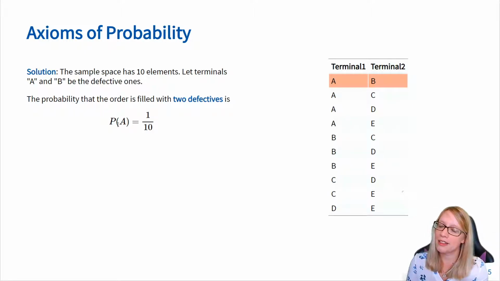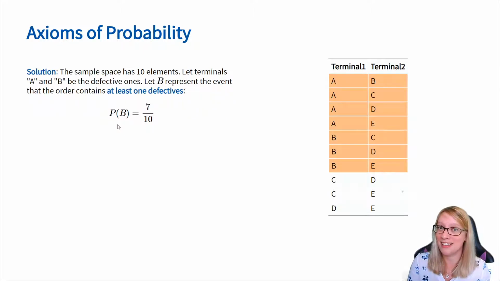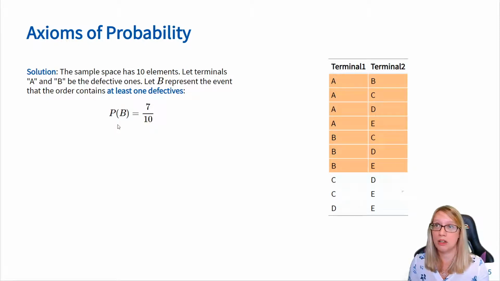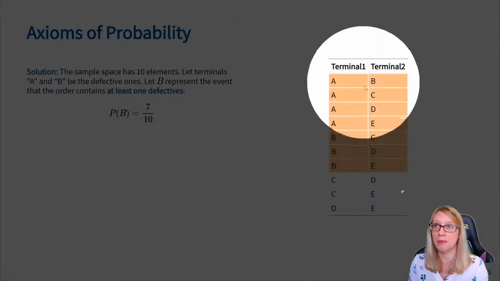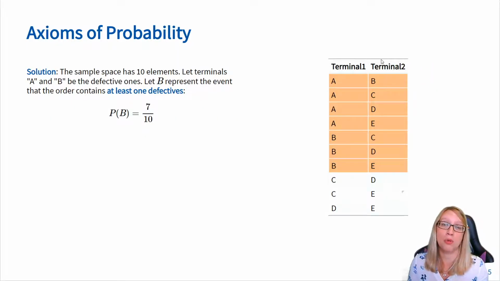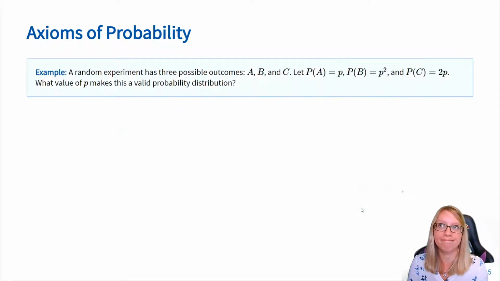Let's look at the probability that the customer is a little less unhappy, but still not satisfied with their order. What's the probability that at least 1 terminal is defective? Now remember, A and B are the defectives. So if we look through our table of outcomes, or our sample space, there are 7 possible ways that can happen. So that's a 7 out of 10, or a 70% probability, that the customer will get an order with at least 1 defective computer terminal. The probability that the customer is satisfied, that none of the terminals are defective, is down here. There's 3 ways that can happen out of 10 possibilities.